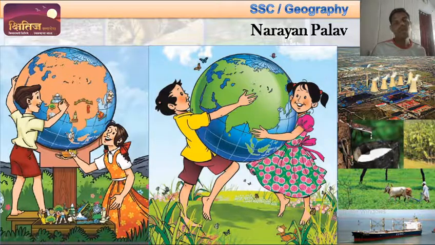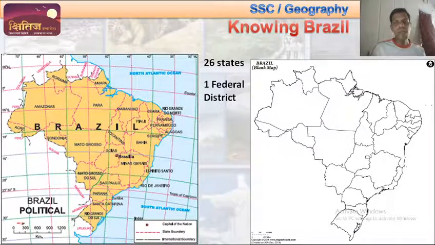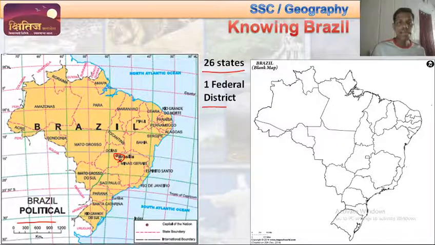Hello students, in today's geography video, we are going to study the political map of Brazil. As we have already studied, there are 26 states in Brazil and there is one federal district, that is the capital of Brazil, Brasilia. Now we have to learn the name of all these 26 states and their location in Brazil by heart. This will help us to understand the various geographical concepts related to Brazil.